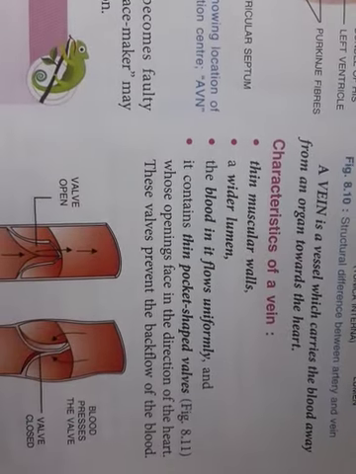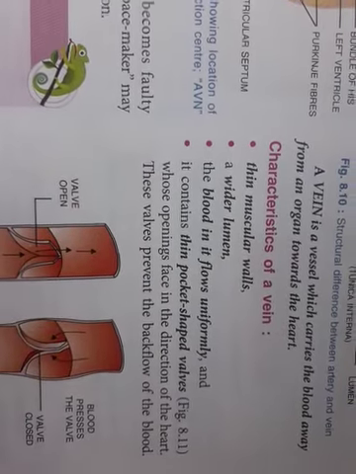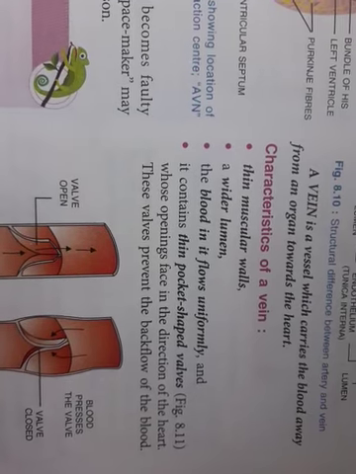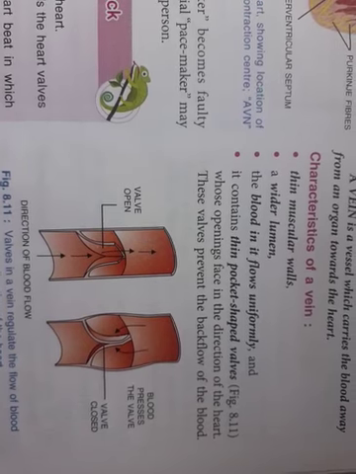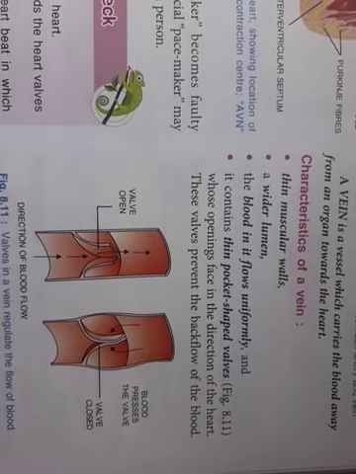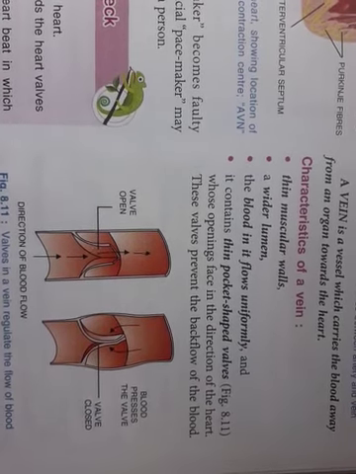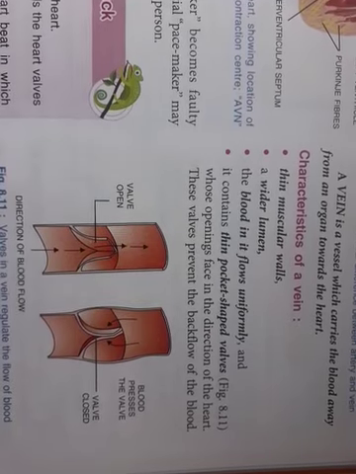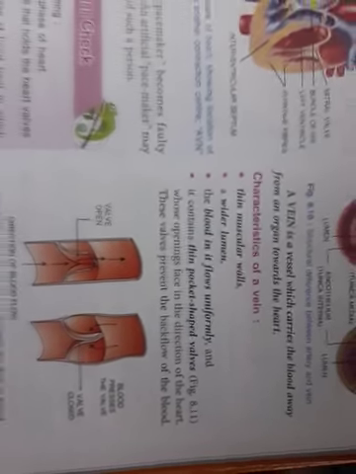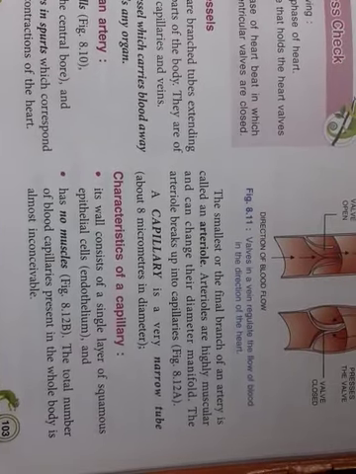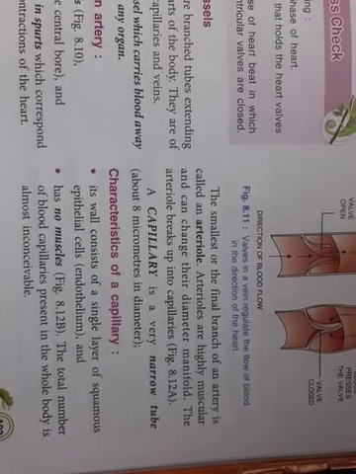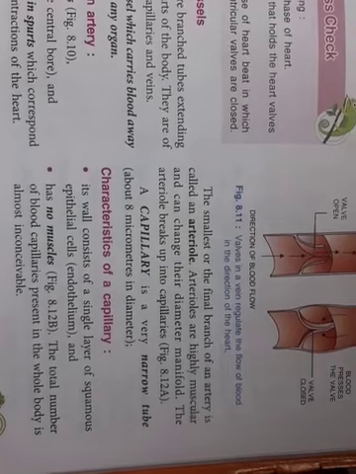It has a thin muscular wall, a wider lumen, and the blood in it flows uniformly. Secondly, there are valves present in the veins. They are thin, shaped like pockets, with openings facing in the direction of the heart. These valves prevent the backflow of the blood. The smallest or fine branch of an artery is called an arteriole. Arterioles are muscular and can change their diameter manifold, and the arteriole breaks up into capillaries.